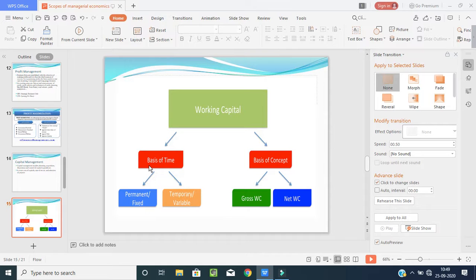Now, what is working capital? Again, capital management consists of the basis of time and the basis of concept. On the basis of time, there is permanent and fixed, where labor is a variable cost, and temporary and variable. On the basis of concept, there is gross working capital and net working capital. All these things should be there.